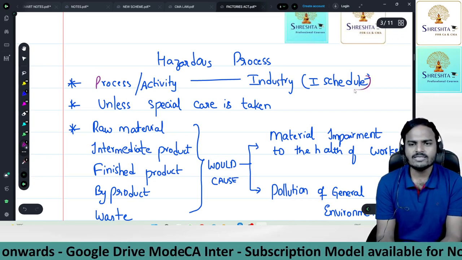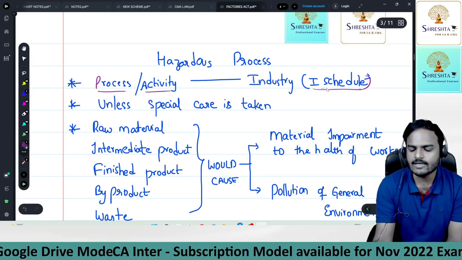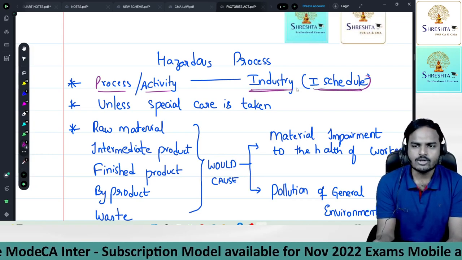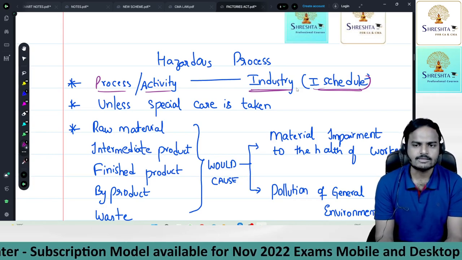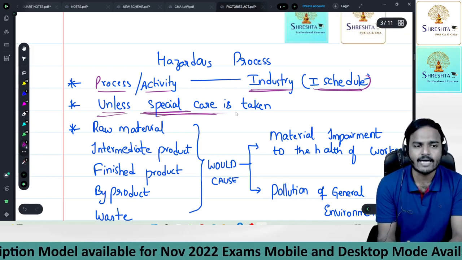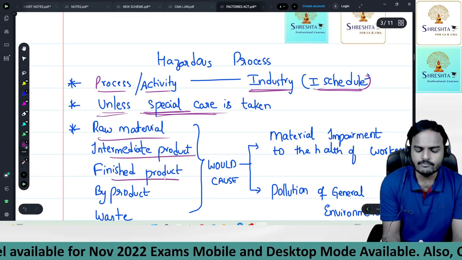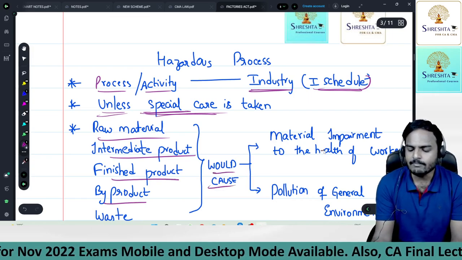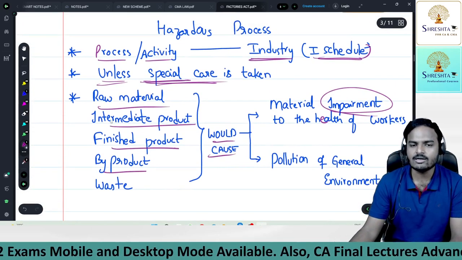Now coming to the hazardous process. What is this hazardous process, sir? Any process or activity which is mentioned in the first schedule of the industries. So a process or activity which is specified in the first schedule, we call it a hazardous process. And unless special care is taken, what might happen, sir? Using these raw materials, producing intermediate products, finished products, byproducts, or any waste, it would cause material impairment to the health of the workers, or pollution. It may cause pollution to the general environment.